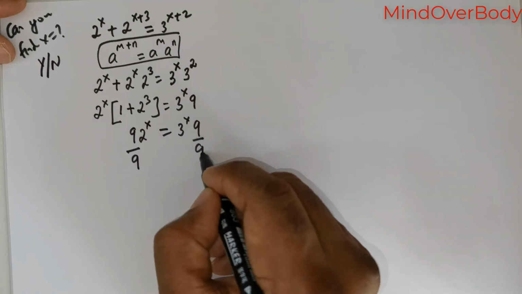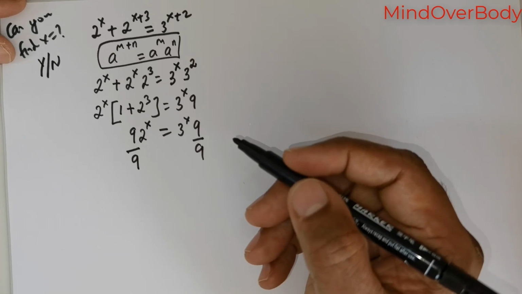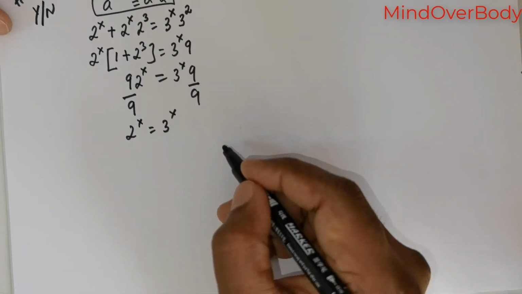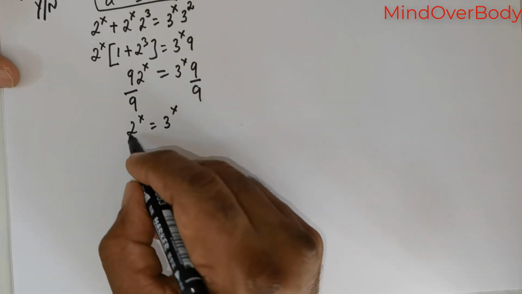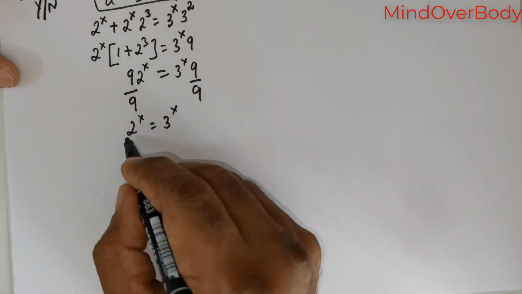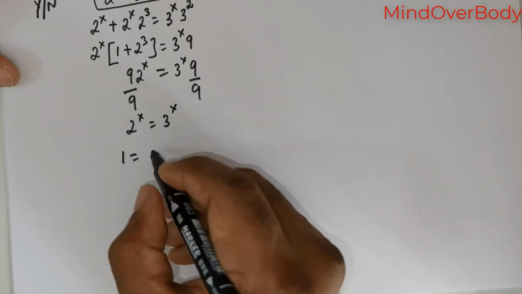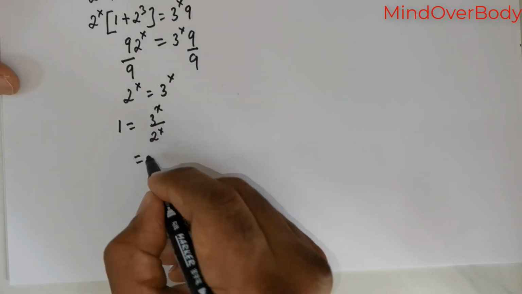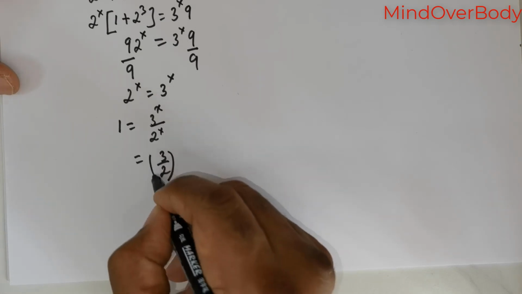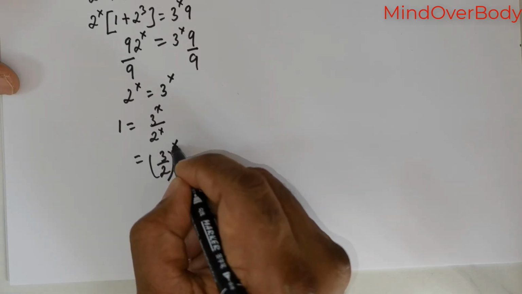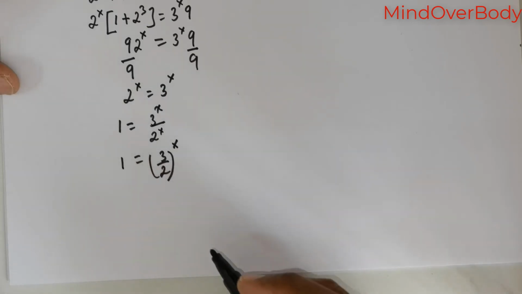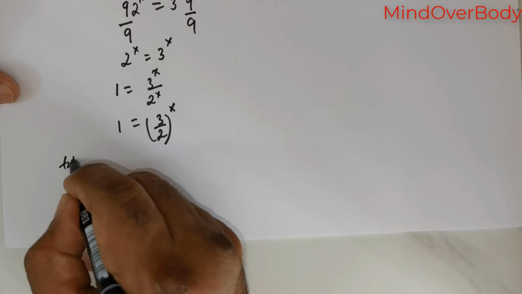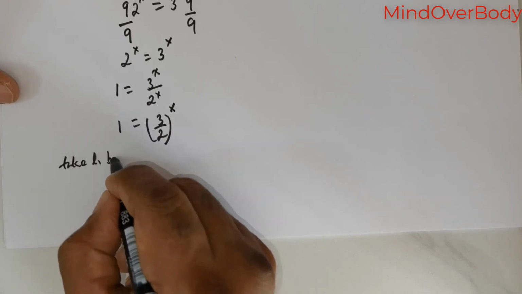So 9 and 9 can be divided. When you divide by 9, you have 2 raised to the power of x is equal to 3 raised to the power of x. Now if I were to push 2 raised to the power of x to this side, this would give me 1 is equal to 3 raised to the power of x divided by 2 raised to the power of x. Now this can be further rewritten as 3 over 2 raised to the power of x, and over here I get 1.